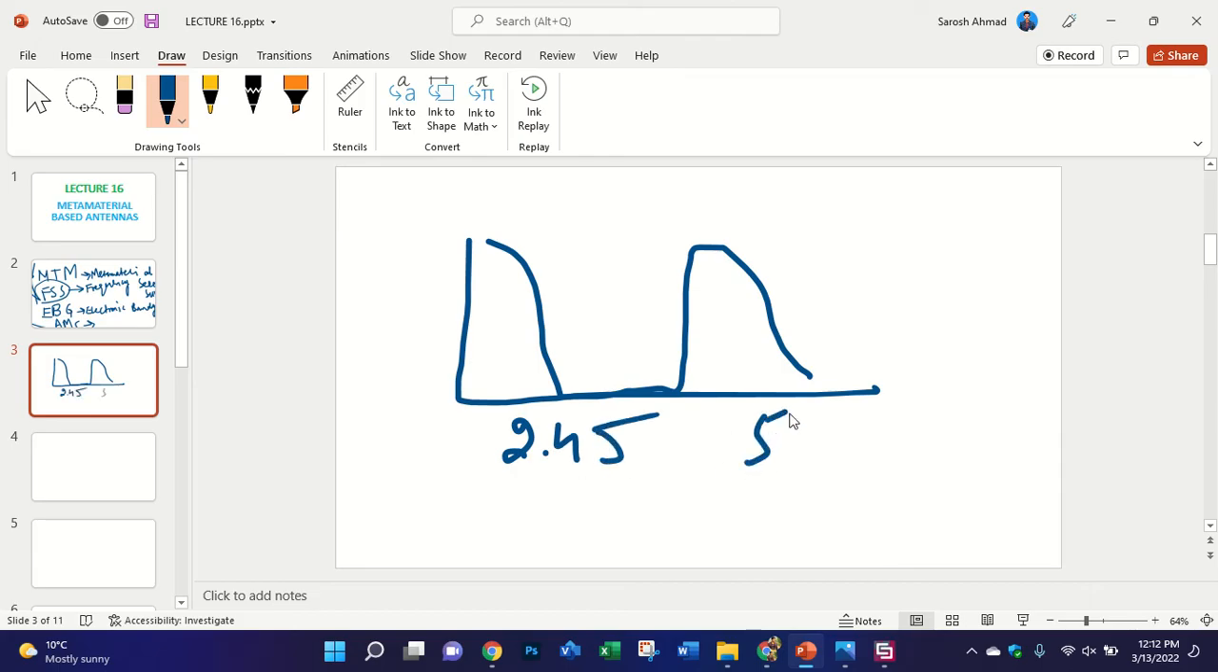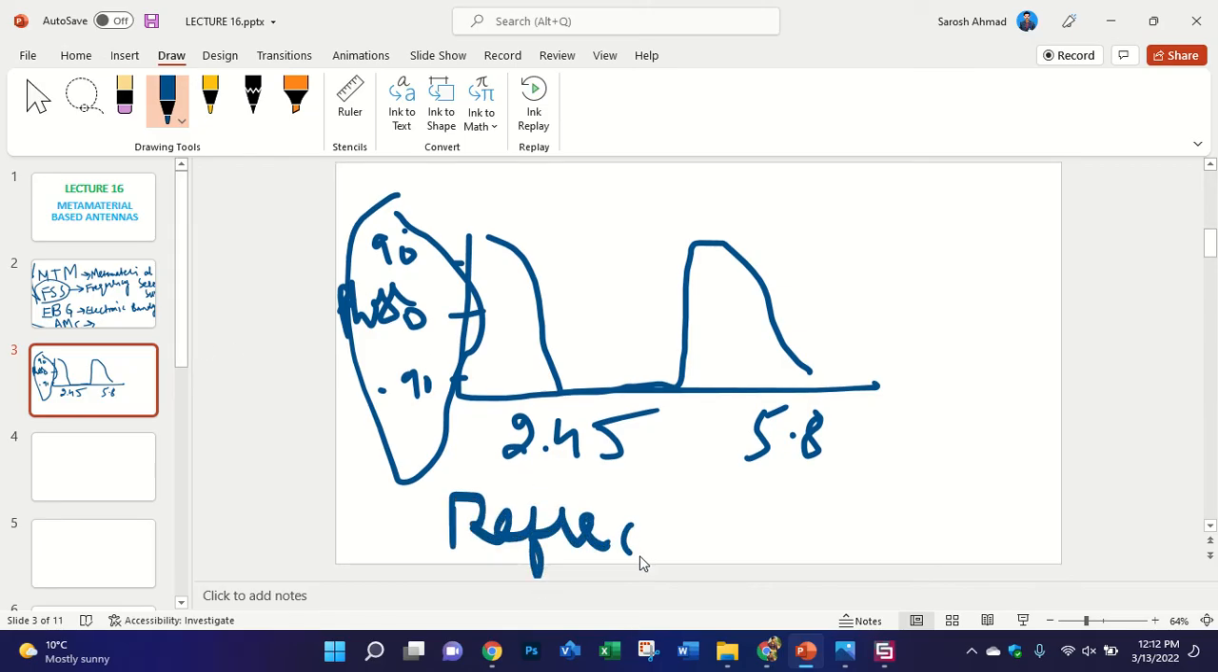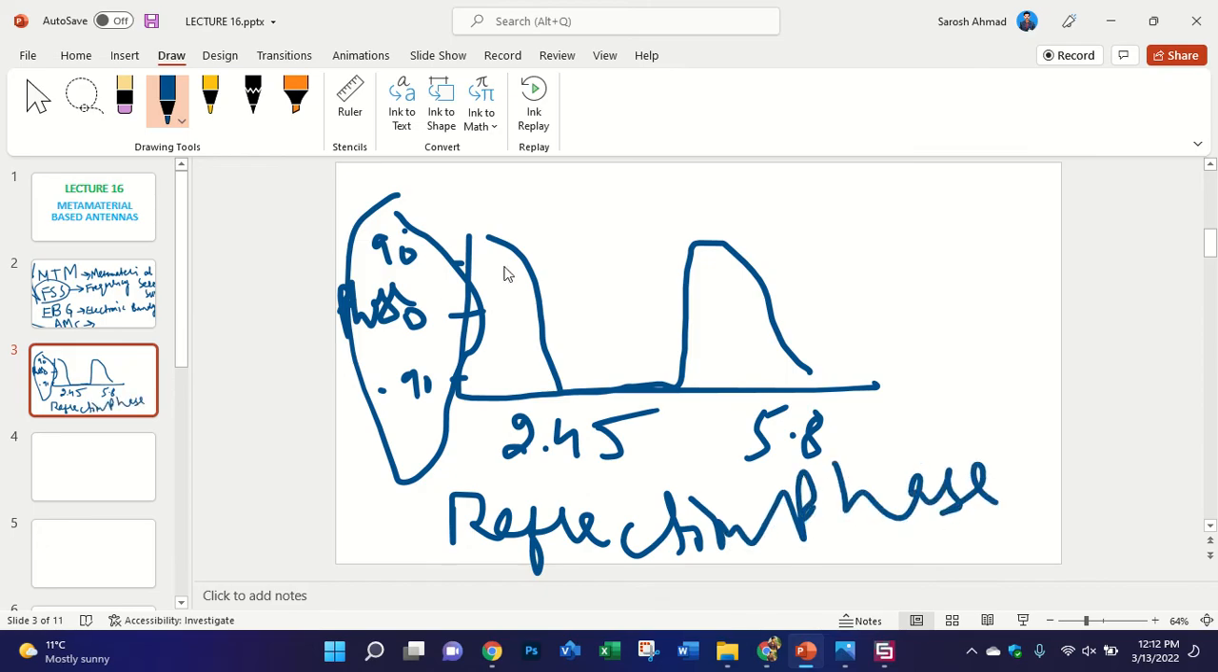In AMC and metamaterial we check the phase. Suppose here it is 0 degree, here it is 90 degree, and here it is minus 90, so the total is 180 degree. So in all of the cases, I mean in MTM and AMC, we check the reflection phase of the reflector. Suppose we want 2.45 gigahertz.